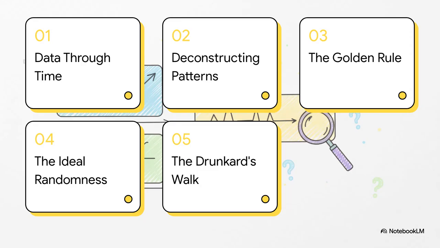Our journey is going to be broken down into 5 key stages. First, we'll learn to read our map, the data itself. Then, we're going to put on our detective hats and deconstruct all the hidden patterns. After that, we'll uncover the one golden rule of forecasting, meet 2 pretty fascinating characters called ideal randomness and the drunkard's walk. And we'll finish on a question that perfectly sets us up for our next adventure.